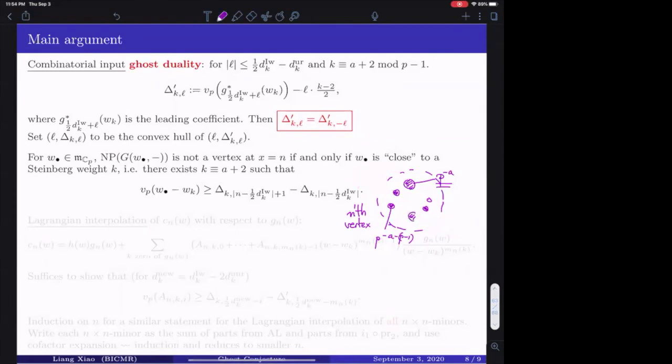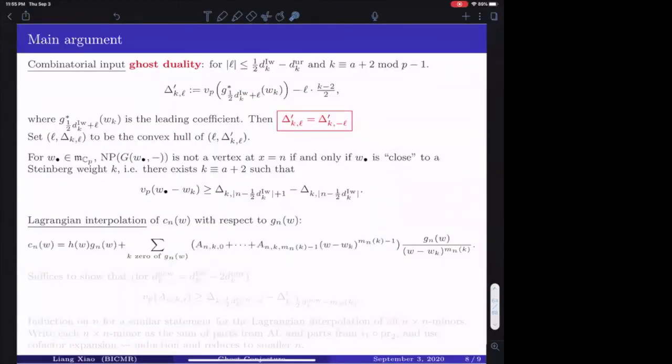So this is a disk of p to the minus p minus 1 minus a. And this is a disk of that size. And there's a similar size here. And you have sort of smaller size disks, like so. So those are the disks where this n is not a vertex. And aside from these, this Newton polygon will have a vertex.